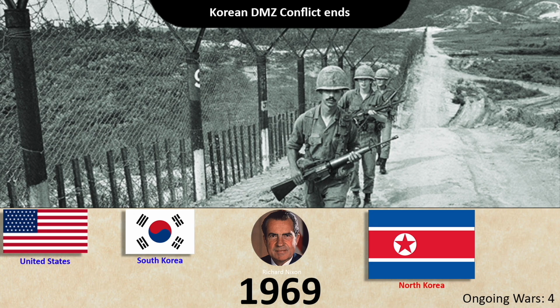2 years later, in 1969, the Korean DMZ conflict would kind of end. The United States Army divisions were seriously under-equipped and understaffed as the war in Vietnam was still going on. And at this point in time, things kind of settled out.